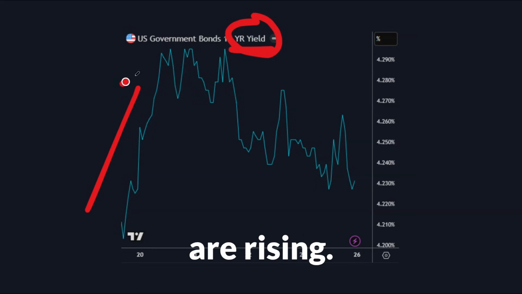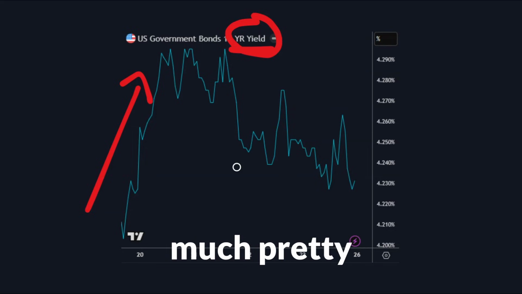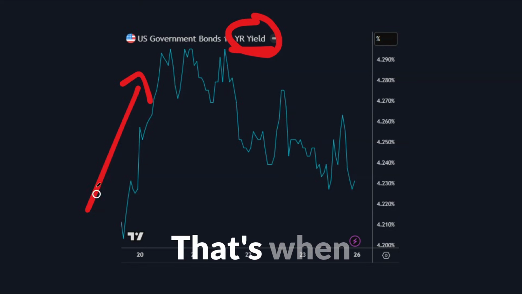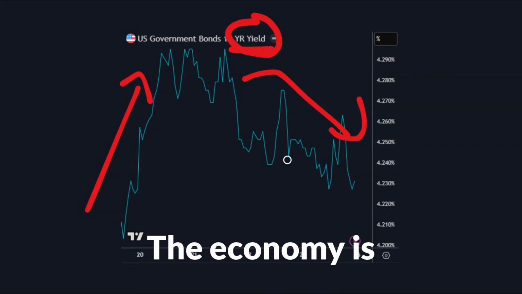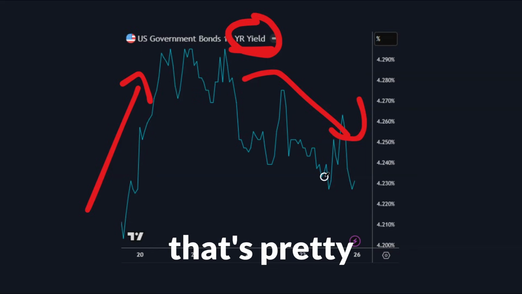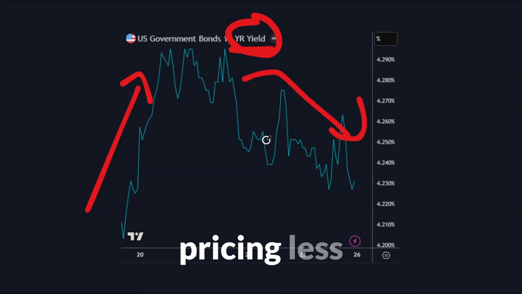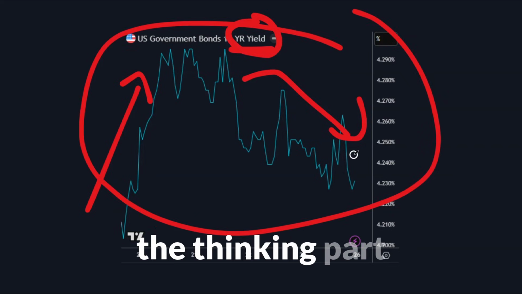So when yields are rising, that's the market saying, okay, growth is okay, inflation might go up, growth is doing pretty good, and monetary policy, as a result of that, might need to stay tight. That's when yields are going up. When yields are going down, that's the market saying something is wrong. The economy is slowing down a little bit. Now, the degree to which yields go down matters. If they go down pretty fast, that's pretty concerning. Probably a recession, the data is weakening pretty fast. But if they're just going down a little bit, it's nothing too concerning, but it's the market pricing less growth ahead. So all this to say that yields are the thinking part of the market.